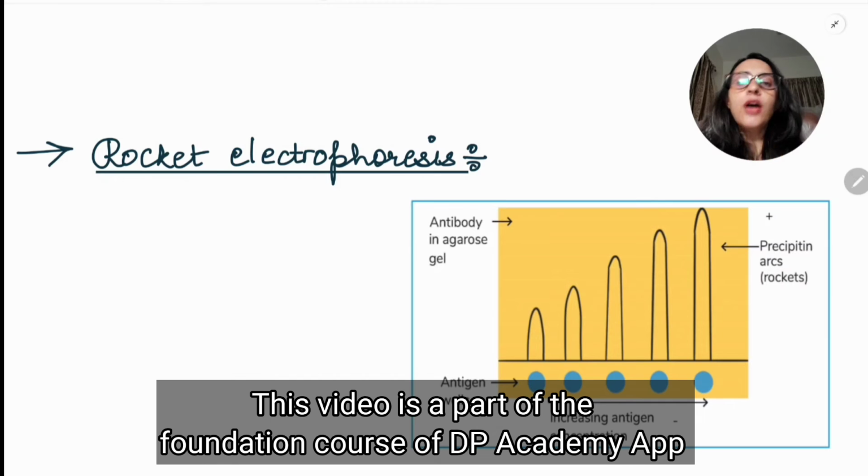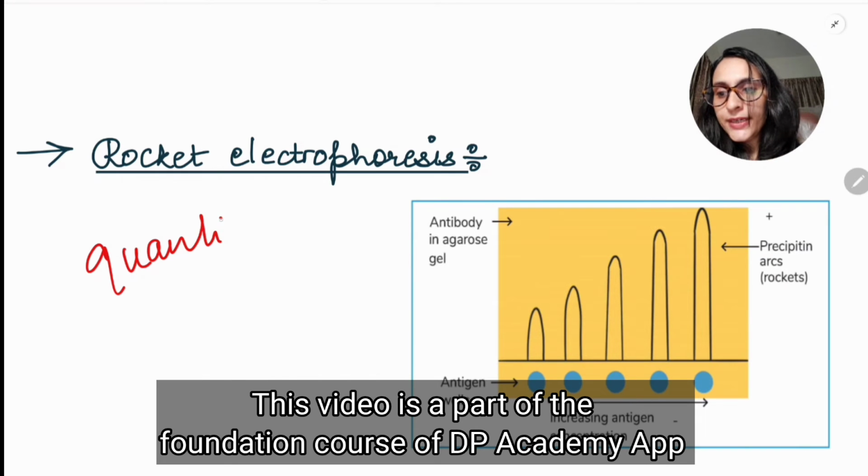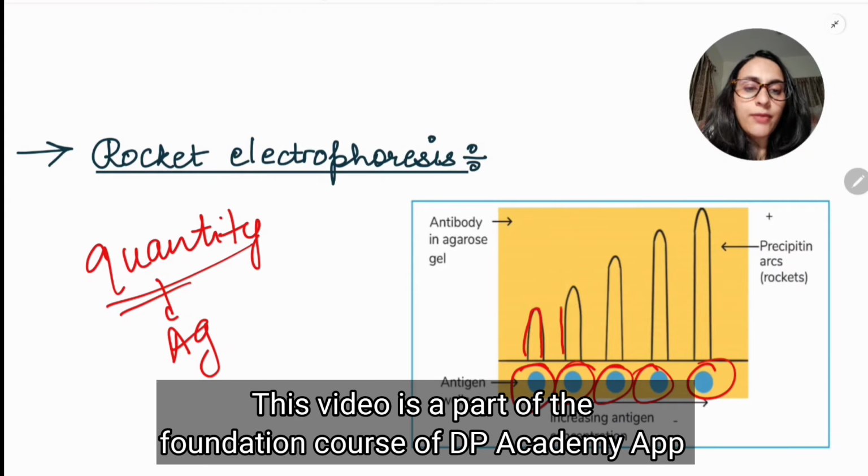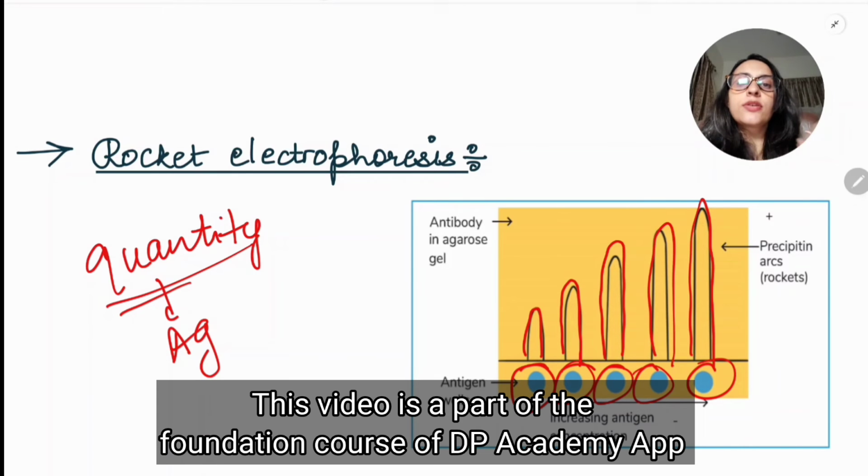Then to come up with a quantitative assessment of antigen, we want to measure the quantity of the antigen. For this, we have rocket electrophoresis. So in this, antigen is placed in an increasing concentration. Here we keep on increasing the concentration of antigen and antibody is added to the agar. And you can see the rockets that are formed are much more in case of more concentration of antigen. So if you put more concentration of antigen, then the rockets keep on increasing. So these are the precipitant arcs that are formed in the form of rockets. So this is for a quantitative assessment of the antigen.